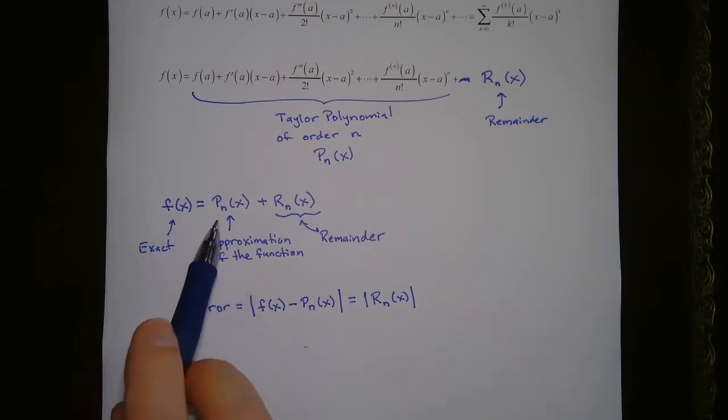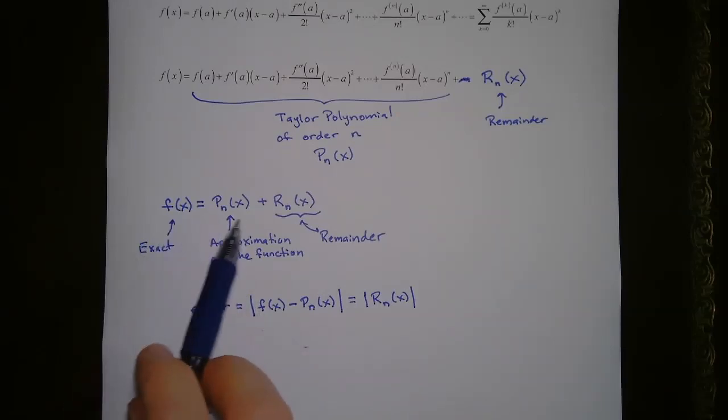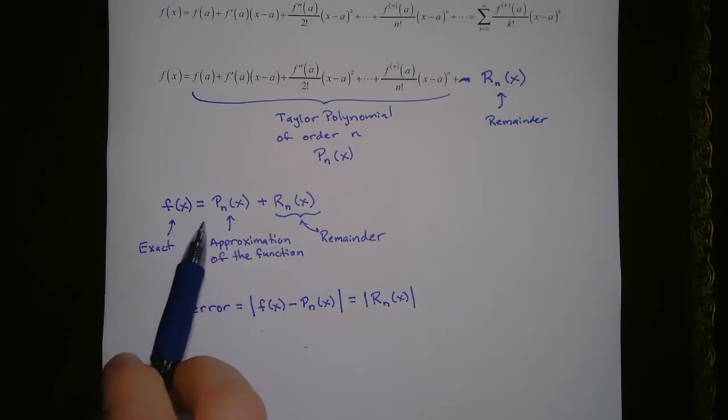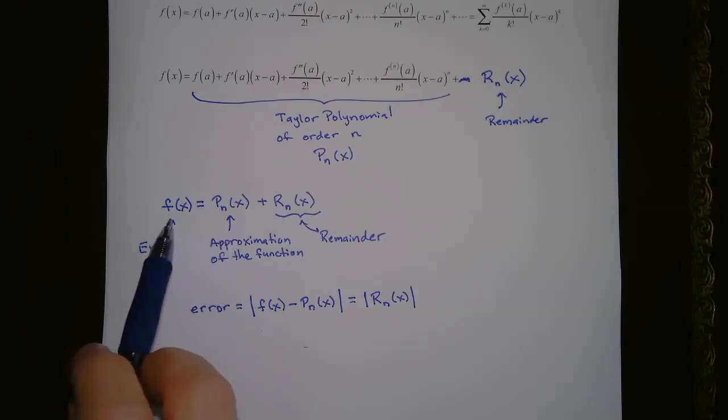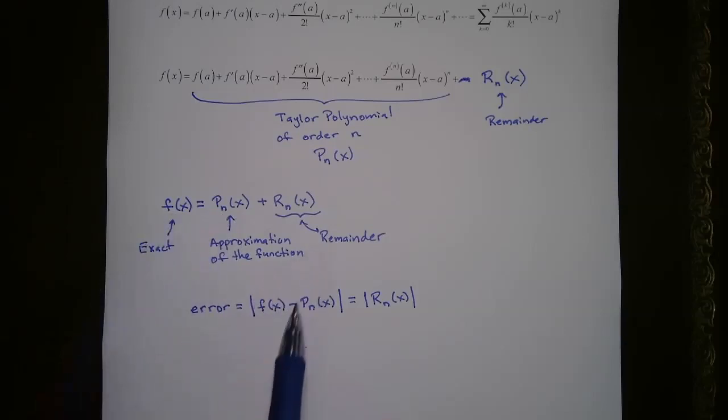Really all it is is solving this equation, because this is an equation. The function is exactly the Taylor polynomial plus the remainder part. If you move the Taylor polynomial over and subtract them, you would get the remainder, or how much off you are. Now, a lot of times, because of the absolute value, the order of how we subtract these really doesn't matter.